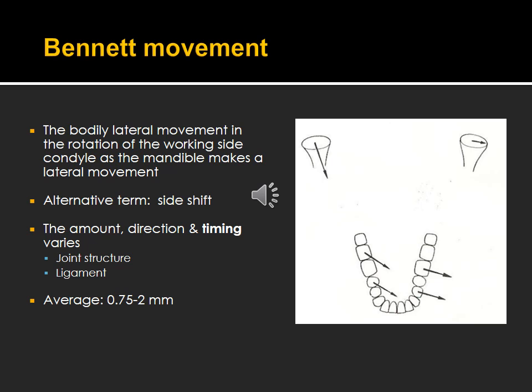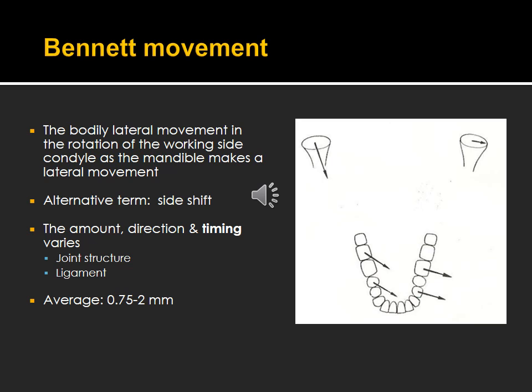However, the Bennett movement happened on the working side, which is the bodily lateral movement of the working side condyle as the mandible makes the lateral movement. So this shift, and we call it side shift, in the working side condyle, we call it side shift or Bennett movement, and usually it is 0.75 to 2 millimeters.